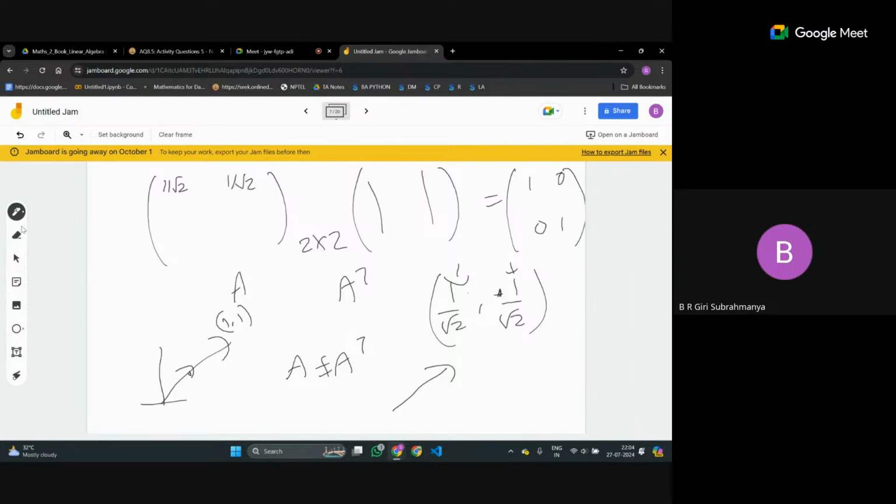So if this is the first row vector, here it should be the first column vector, okay? So 1 by root 2, 1 by root 2. So this is your first column vector. Now we need some vector here such that these two vectors are orthonormal, okay? Only then we can put it here so that we get 0 here. What can be an orthonormal vector for this? Any idea what can be an orthonormal vector for this?